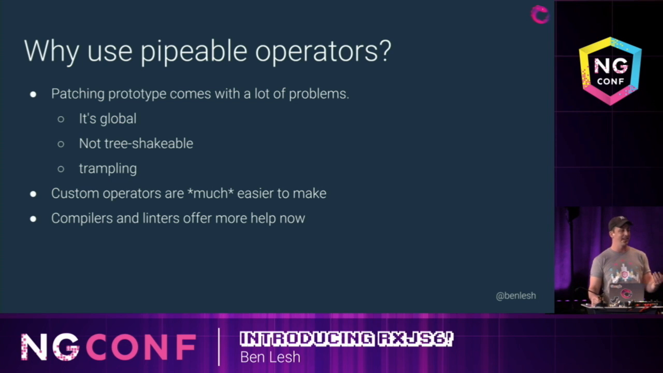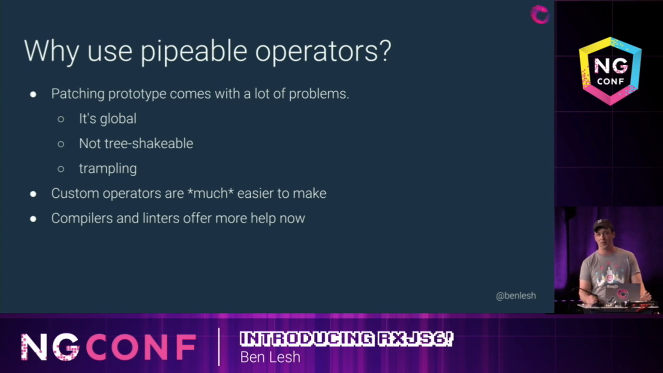So the question I get asked, I've been asked in the hallway a few times here, is why use pipeable operators? The big thing is that the old operators patch the prototype, and patching the prototype comes with a lot of problems. The problems are very specifically that it's global. So if you have a library that adds map to Observable, then everybody else that consumes that Observable now also has the map method. They might start relying on that, and then the library removes it, and guess what? You broke everybody else that was relying on it.